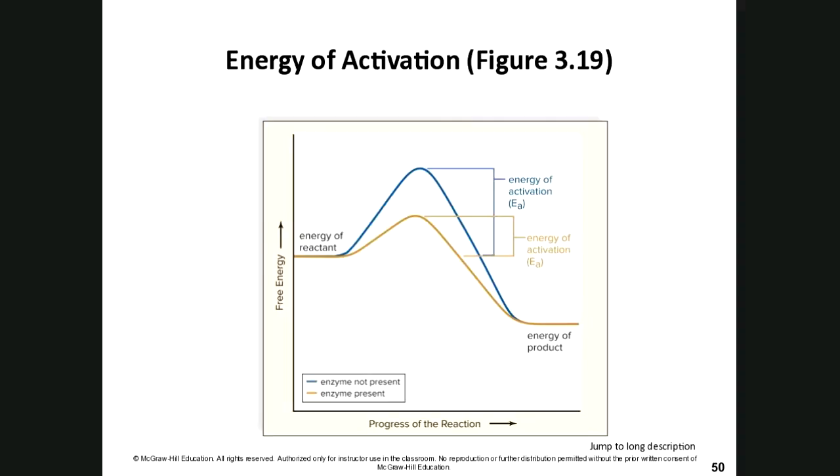What we notice in this chart is the energy of activation for this reaction to take place. When there is an enzyme present, this orange line, notice that it takes less energy to get this reaction to take place than if there is no enzyme present. So the way an enzyme speeds up the rate of the reaction is that it lowers the amount of energy required for that reaction to take place.